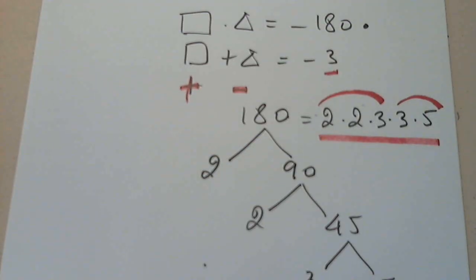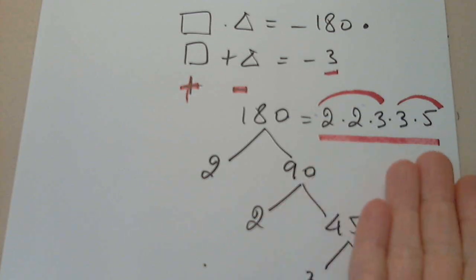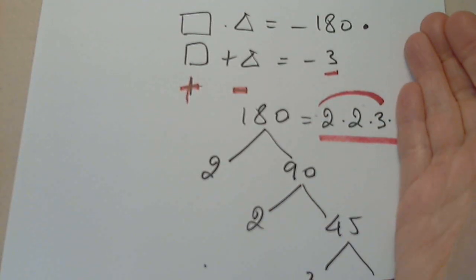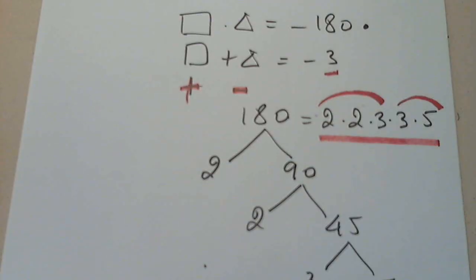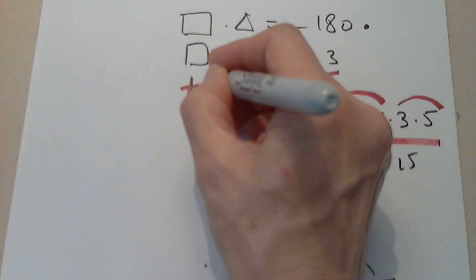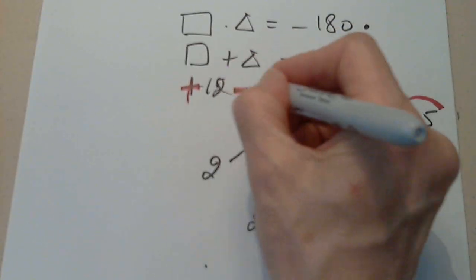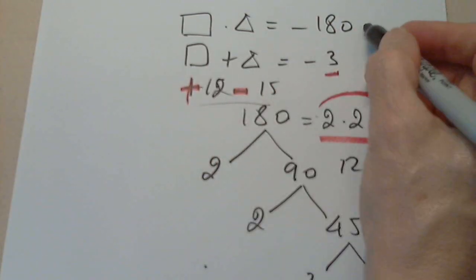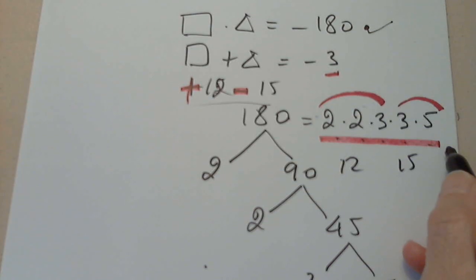What numbers am I telling you? What is this number? What is this number? What is this? 12? Good. What is this? 15? Very good. Are they 3 units apart? Yes. Perfect. No, I need 12 and 15 because the sum has to be negative 3. It's guaranteed that this product is this because I used all the factors. It must be.